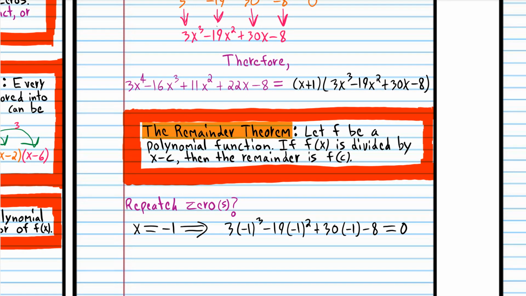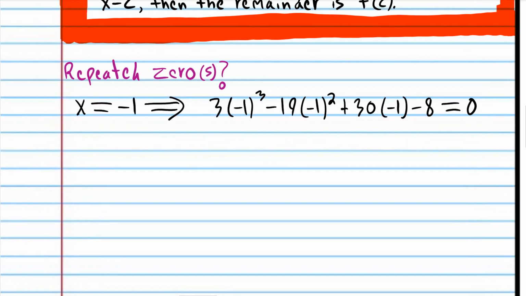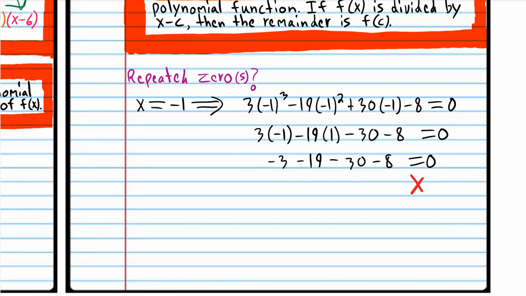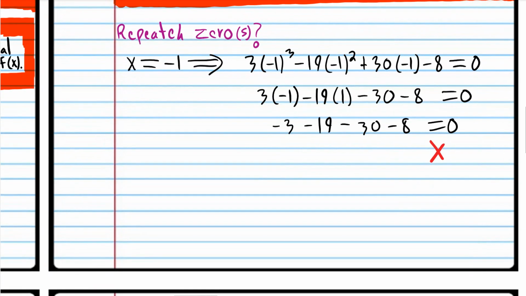So let's make sure that we plugged in everything correctly. So -1 to the 3rd power is -1. -1 to the 2nd power is 1. 30 times -1 is -30. And then we get -3 minus 19 minus 30 minus 8. And you can see that that's not going to be correct. There's no way that that could possibly work. So we don't have a repeated, at least -1 is not a repeated 0.